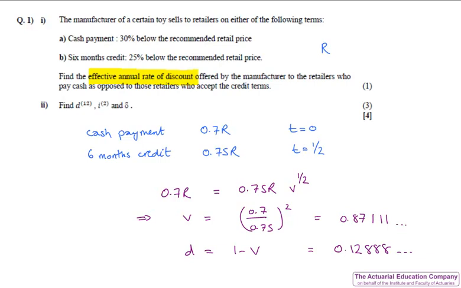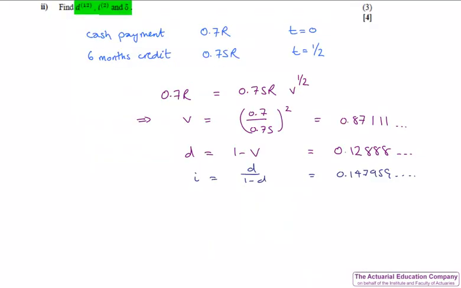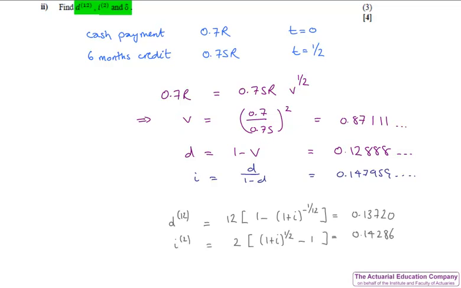Now for part 2, we have to obtain other rates, d^(12), i^(2), and delta. Probably the easiest way of doing this is to first obtain the annual effective interest rate. So i is d over 1 minus d, which gives us a rate of about 14.8%. Now we've got this, it's no bother to obtain the other rates. d^(12) is 0.13720, i^(2) is 0.14286, and delta is 0.13799.